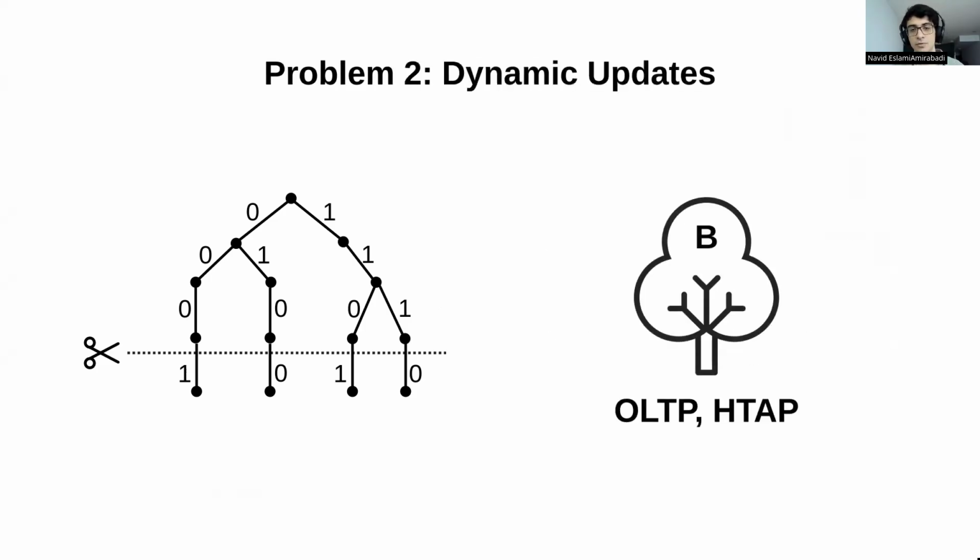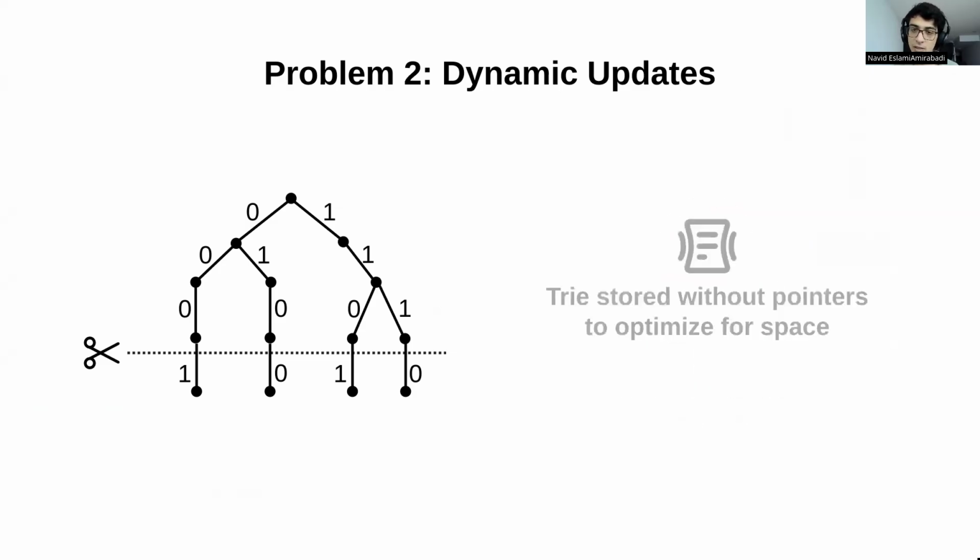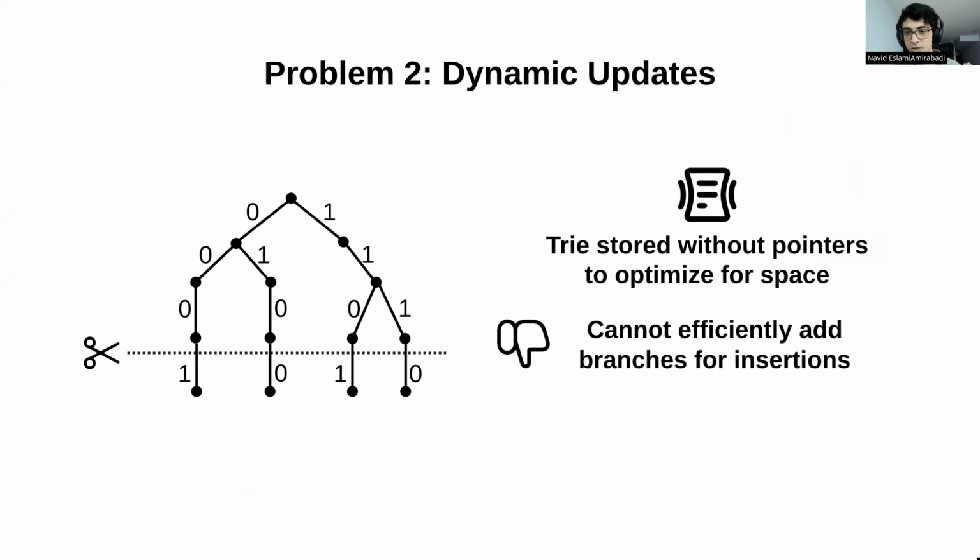Okay. Problem 2 is that of dynamic updates. If you're trying to apply a range filter to a B-tree data structure or a database that supports OLTP or HTAP workloads, because these structures are subject to high throughput insertions, deletions, and updates, we have to be able to update our filters online at the same rate. But the issue with SuRF in particular is that the trie is stored without pointers to optimize for space. So it's going to be very hard for us to efficiently add new branches to the trie to support new insertions.